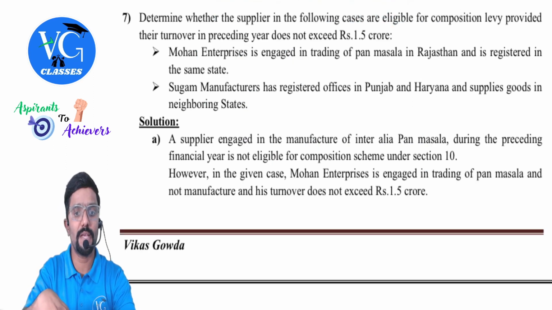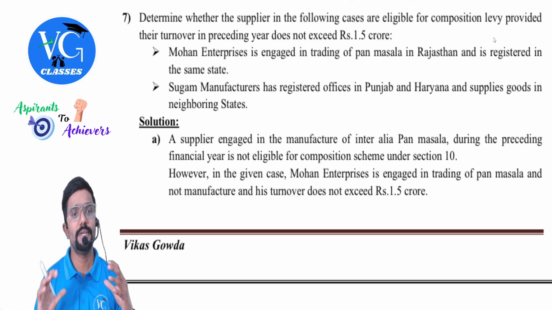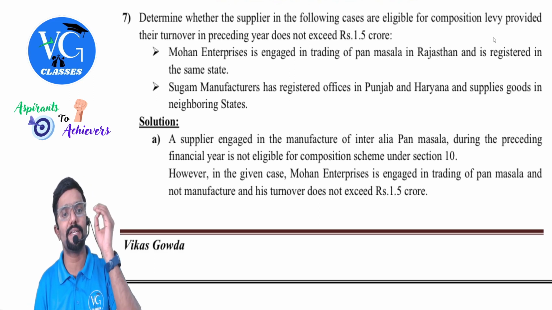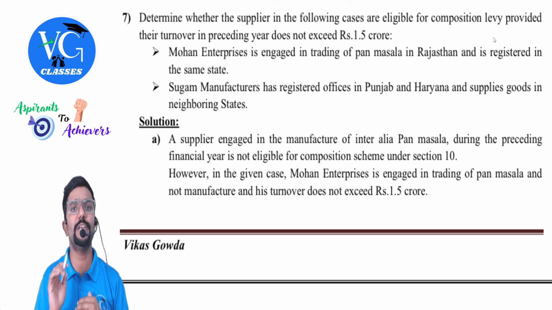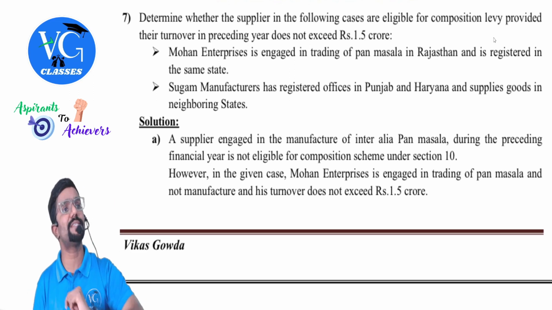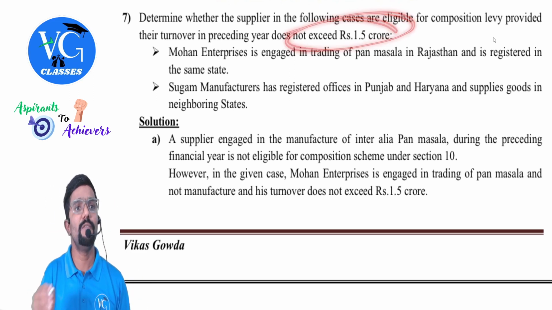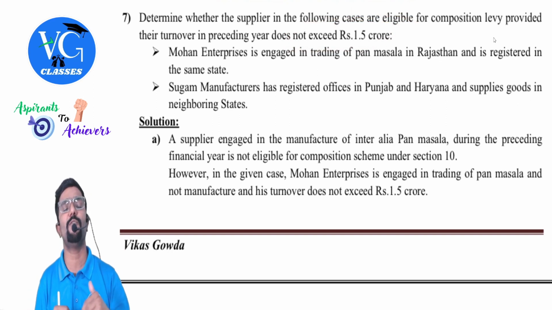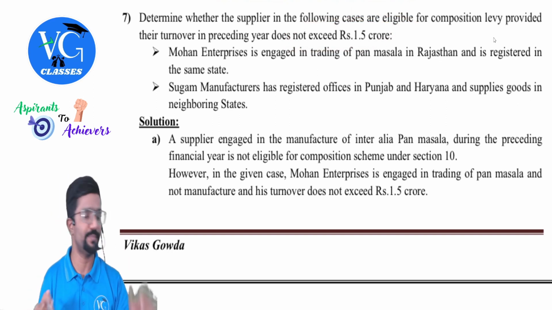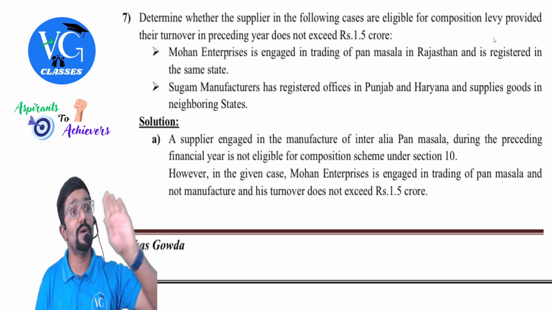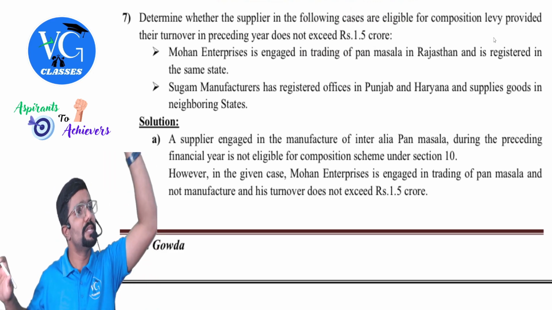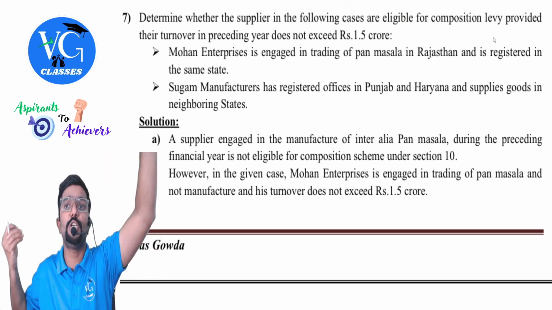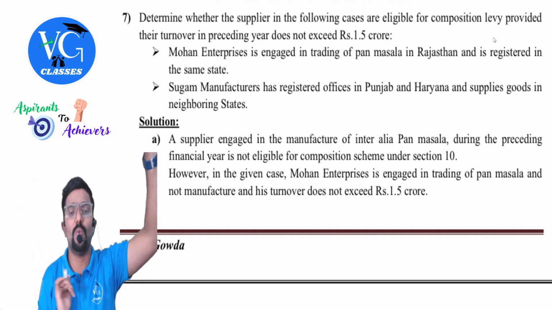Now we will move to question number 7. Let me read it. Determine whether the suppliers in the following cases are eligible for composition levy provided their turnover in the preceding year does not exceed 1.5 crore. That means, guys, we need to check which scheme, 10.1 scheme or 10.2A scheme. 10.1, because this is a hint that we need to check whether the following persons are eligible for 10.1 composition scheme or not. Please be careful. 10.1 scheme is different, 10.2A scheme is different. Actually, 10.1 as well as 10.2 both cover the first scheme, whereas 10.2A covers those not covered under 10.1.